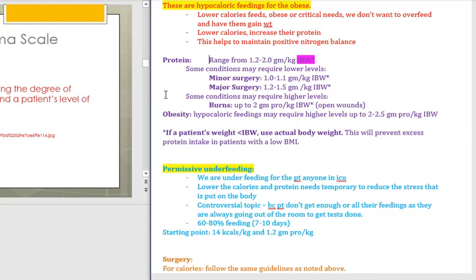Questions about protein? How do we overestimate protein needs if the patient is trying to gain weight? So think about it like this. Say that my ideal body weight is 120 pounds. You've got a calculator, how many kilograms is that? It's like 55. Okay, so give me 55 times 1.5.